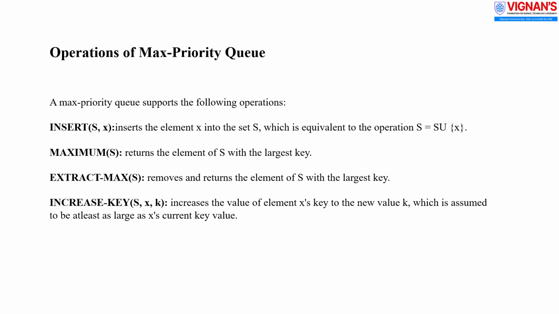Increase key S(x, k). This operation increases the priority key of element x to a new value k. The new key value k is assumed to be greater than or equal to the current key value of x. After increasing the key, the element may move upward in the queue to maintain the max priority property.